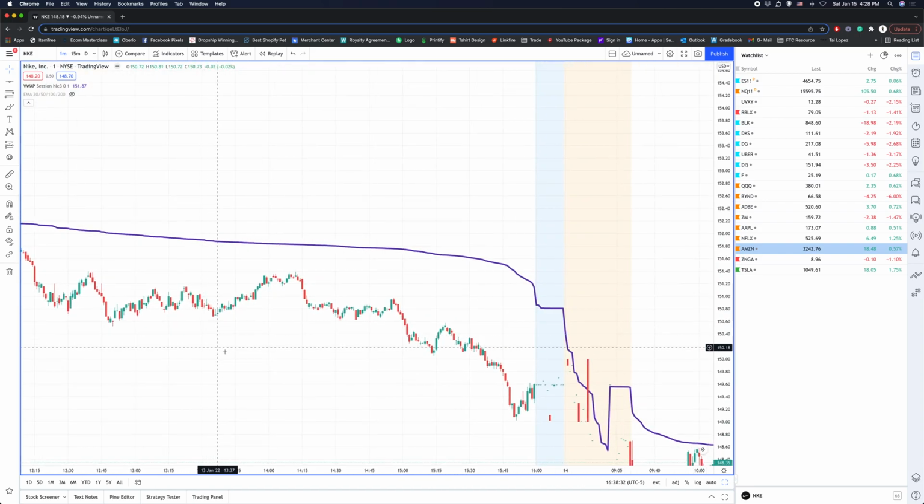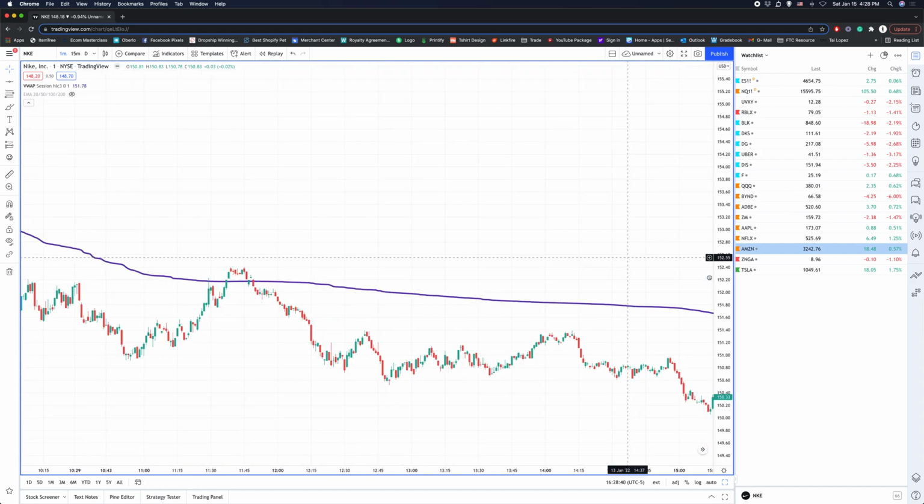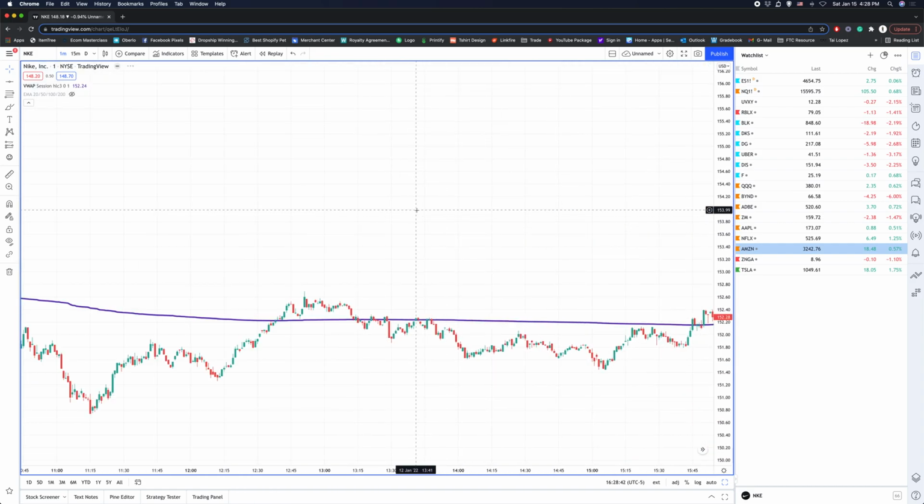Let's look at our 2 o'clock. 2 o'clock. Doesn't look like a reversal's happening. Nowhere near the VWAP. Just continue to go down. We're done. Let's look at what happened before.